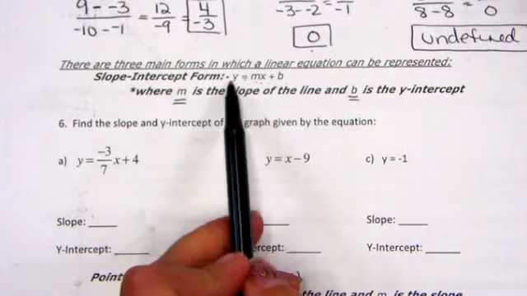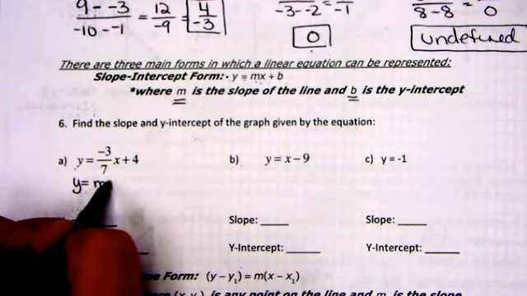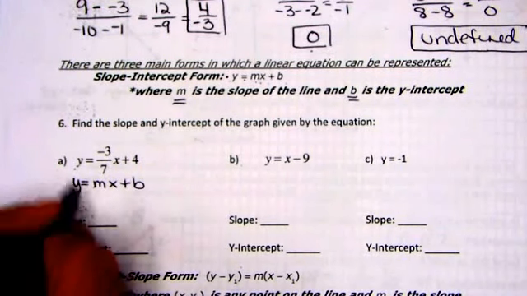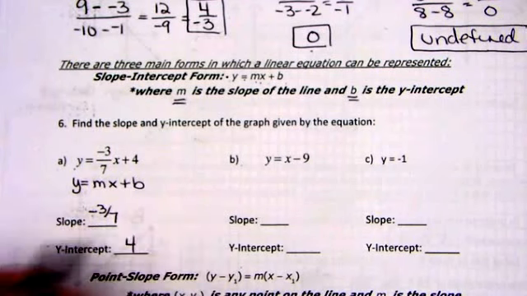Look at example A. Y is by itself, and we have our slope times x plus our y-intercept. This makes our slope -3 over 7 and our y-intercept 4.